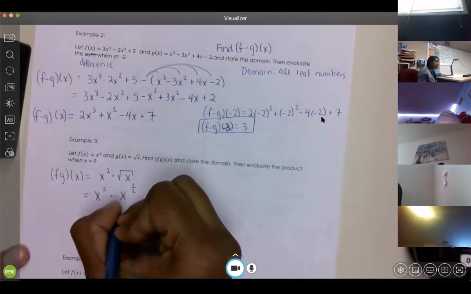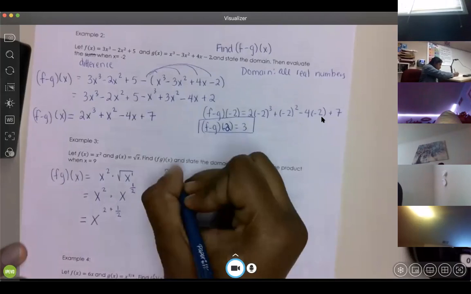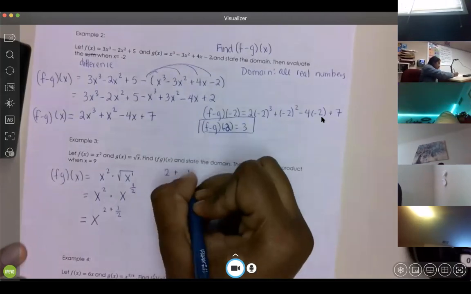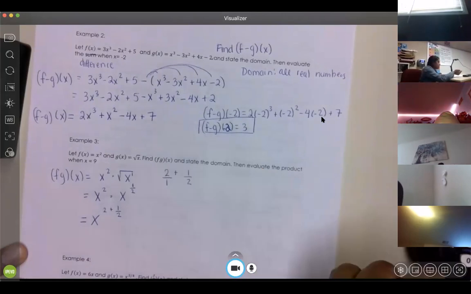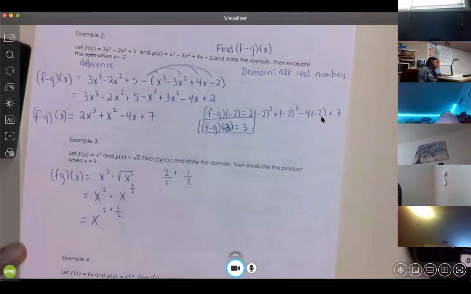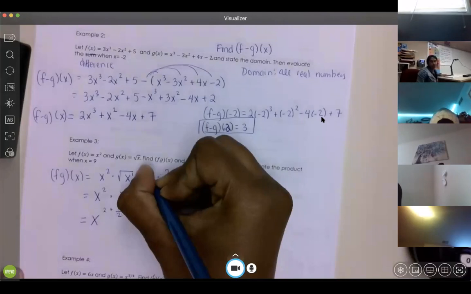So 2 plus 1/2. You can change 2 to a fraction by putting it over 1. And then you need to have the same denominator. So both 1 and 2, the smallest number that they both go into is 2. So you can change this denominator to 2 by multiplying by 2.